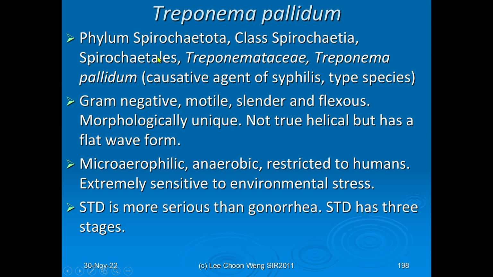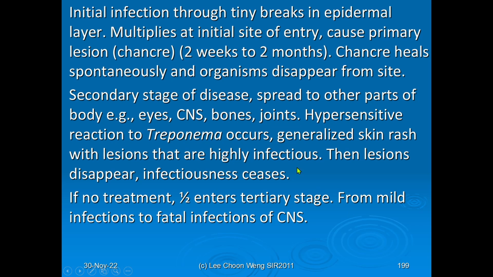Treponema pallidum is the type species and causative agent for syphilis. It is a gram-negative, motile, slender, and flexuous form. It is not a true helical but has a flat wave form. It is microaerophilic to anaerobic, restricted to humans, and extremely sensitive to environmental stress. It causes a sexually transmitted disease that is more serious than gonorrhea and has 3 stages.